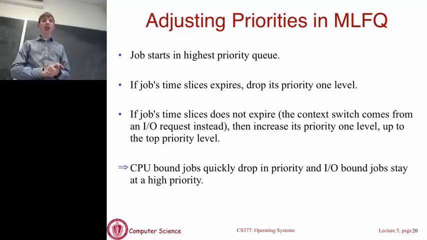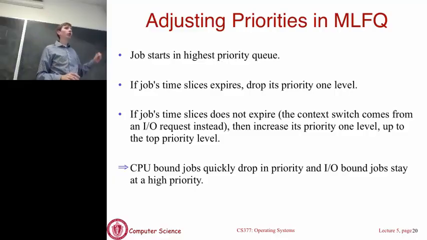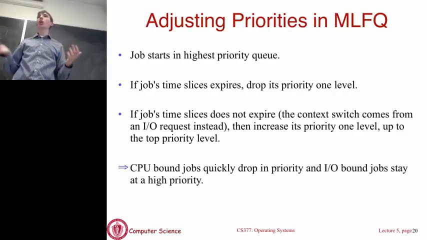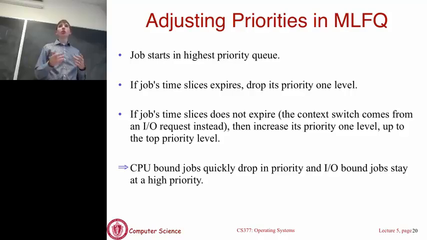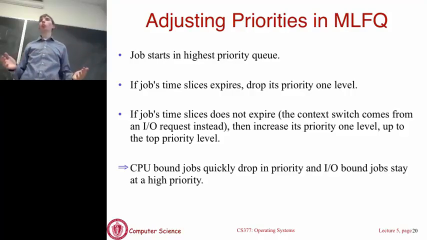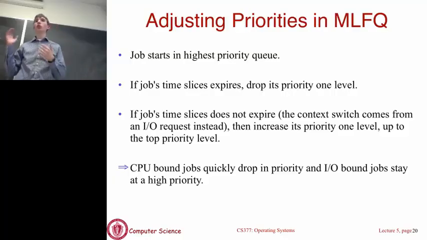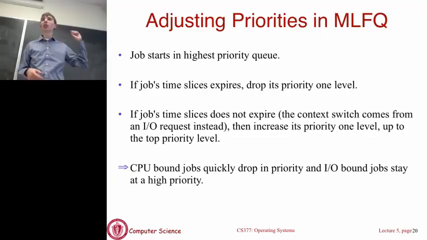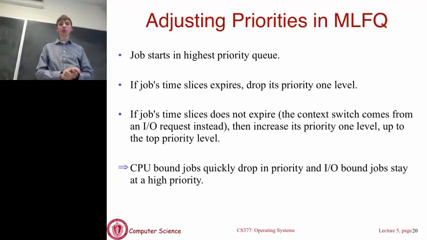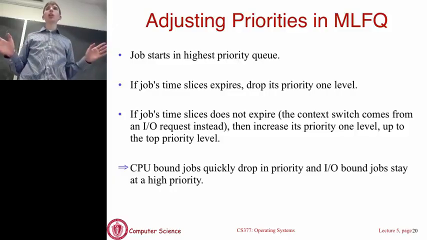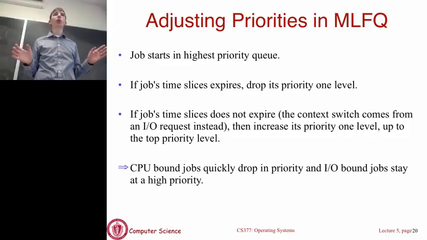So the end result of doing this is that CPU-bound jobs are going to quickly drop in priority, and I/O-bound jobs are going to increase. Because if you have an I/O-bound job in a lower priority, and it starts doing a lot of I/O at some point, then it's going to release the CPU frequently, and its priority is going to start increasing. So it's going to be elevated to the higher priority levels. Any questions on roughly how that's working?